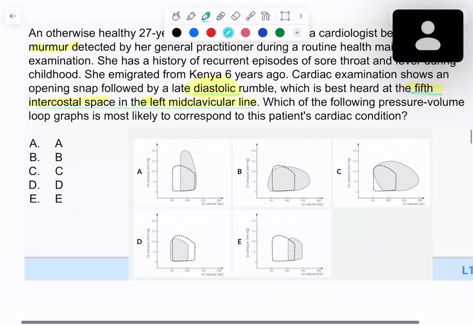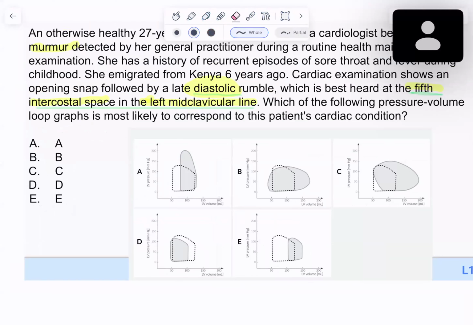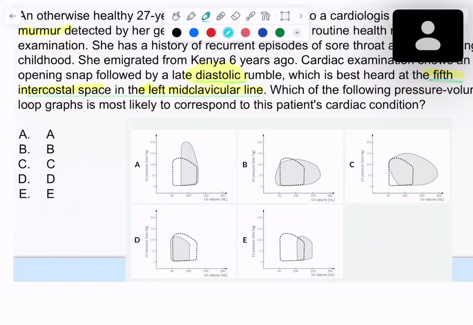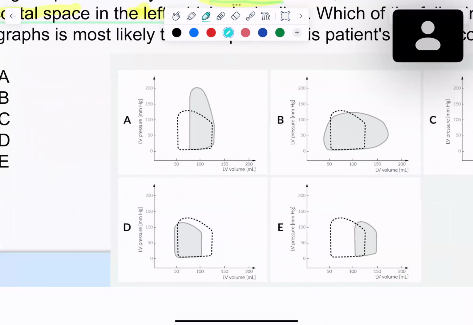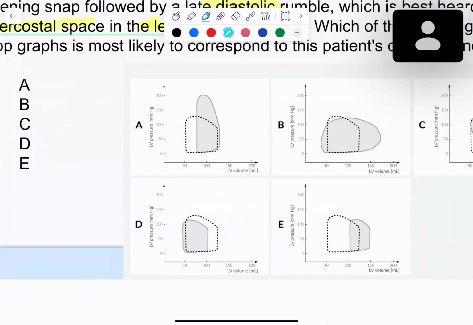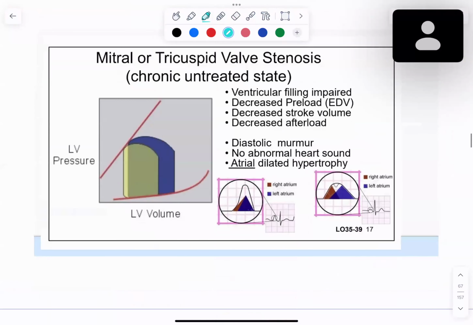So you can see here, unlike aortic stenosis A, there is no increase in pressure. What we do have is an increase in the end systolic volume, right? The end diastolic volume is decreased. So let's look at it here. As you can see, there's decreased preload, decreased afterload, and decreased stroke volume. And here you have a dilated hypertrophy. They have a systolic murmur with atrial dilated hypertrophy.